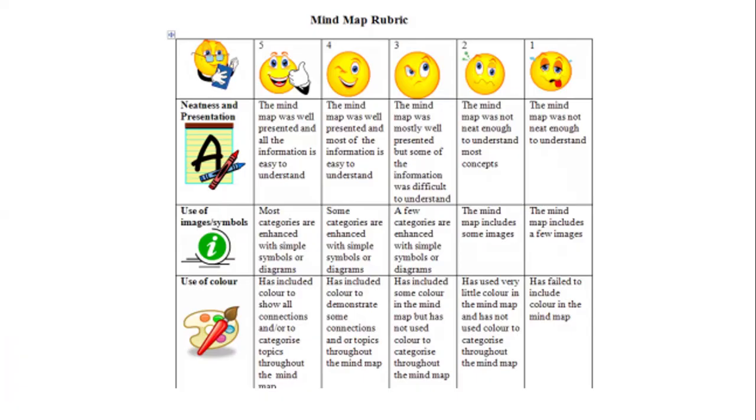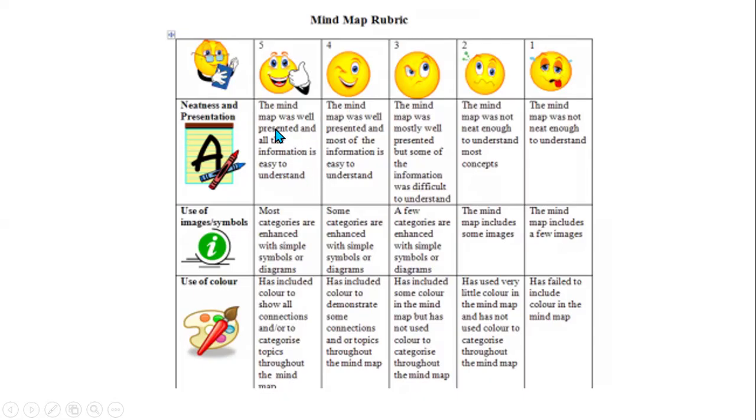For example, this is neatness, presentation, use of images as symbols, use of color. For example, 5 is good, 5 is excellent. Four is probably very good. Three is regular or good. Two is need to improve. One is zero. But for example, the mind map was well presented and all the information is easy to understand.